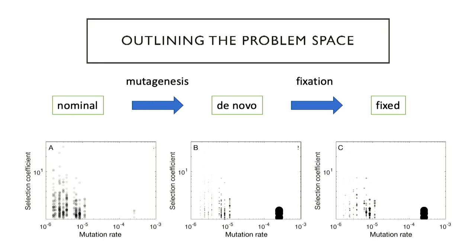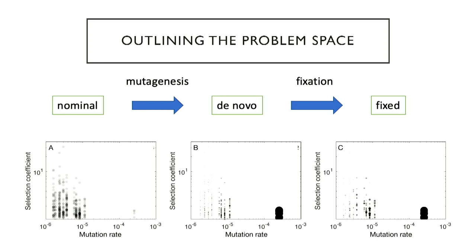Here's a possible distribution of selection coefficients and mutation rates, and the distribution of possibilities that doesn't have any weights on it, I'm going to call the nominal distribution today. All right? So all these dots are the same size. Mutagenesis turns the nominal distribution into a de novo distribution. That's what mutation looks like. So to get that de novo, we're just multiplying by the x-axis here. So things are going to get more dense going to the right along the x-axis.